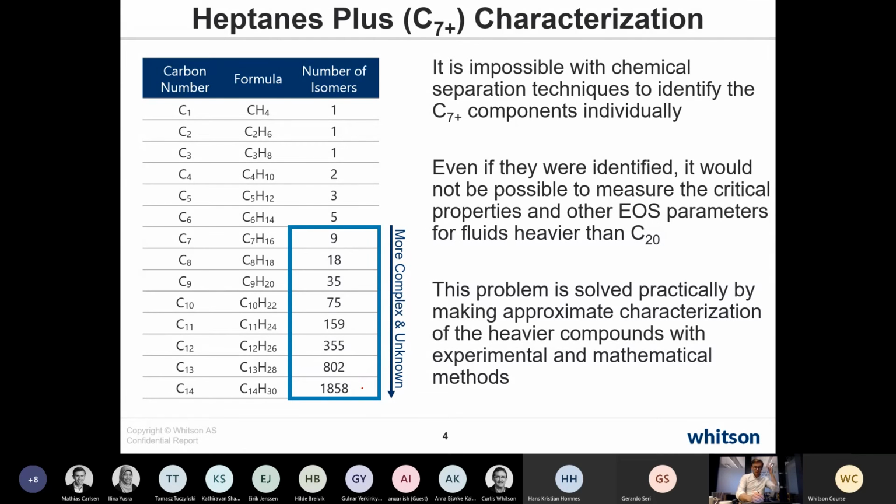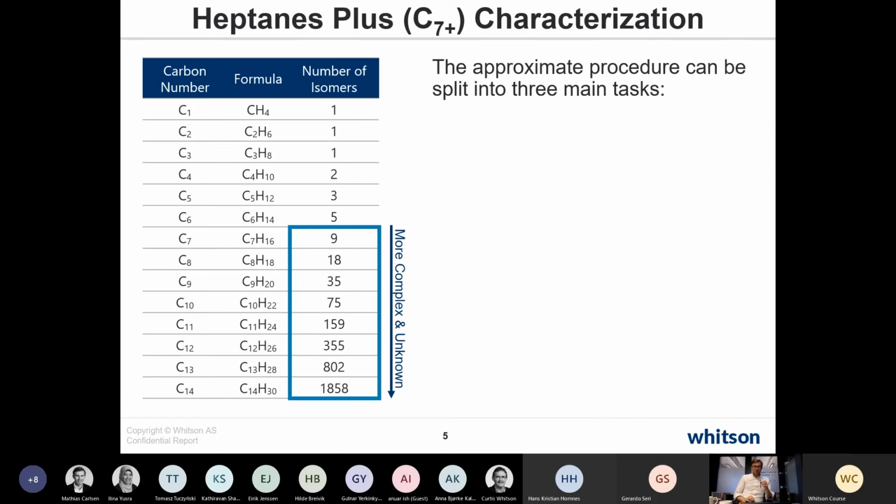And we understand the reasoning behind that. If we, for instance, look at C14, what's reported in the laboratory as a nice, clean, single carbon number C14 can actually consist of up to close to 1900 different isomers. So what we're actually trying to capture for a particular field is kind of the average C14 component. And when we are actually doing heptanes plus characterization, which is after we've done all the QC work that we've been talking about so far, we jump into this heptanes plus characterization, which is a very, very important step before we do EOS predictions and tuning of the equation of state.